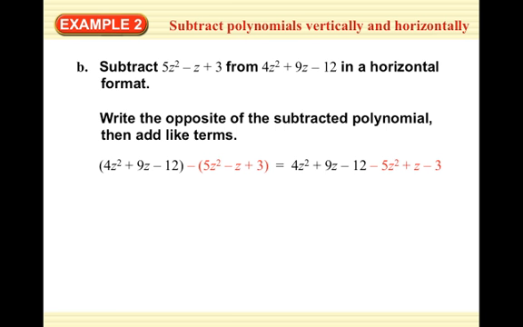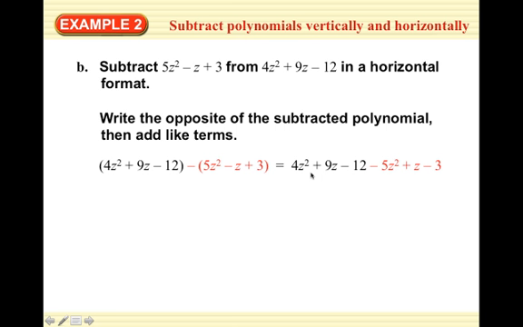You're doing 4z squared plus 9z minus 12. And then we're going to subtract from that 5z squared minus z plus 3. Okay, so they call that adding: write the opposite of the subtracted polynomial, then add like terms. I really like to think of it as distributing that minus sign to all the terms in the second polynomial.